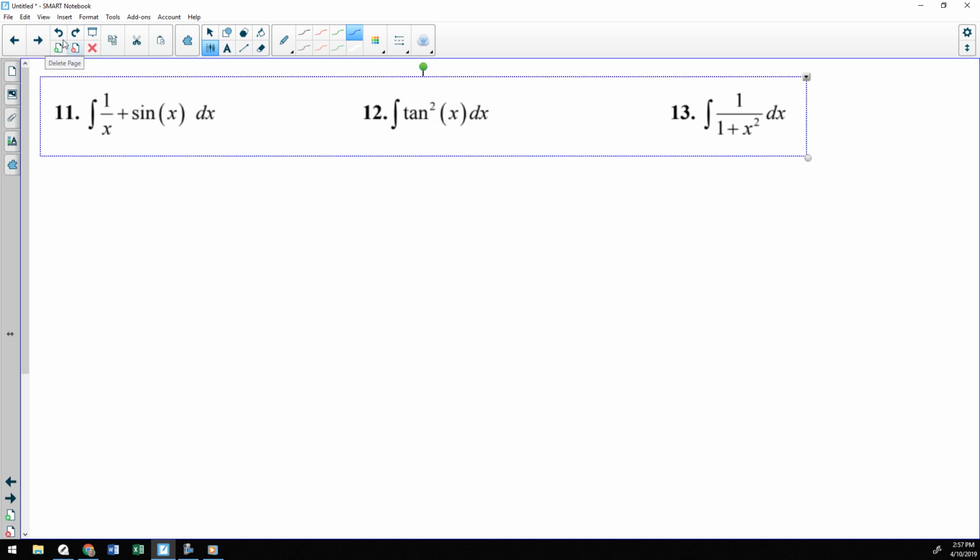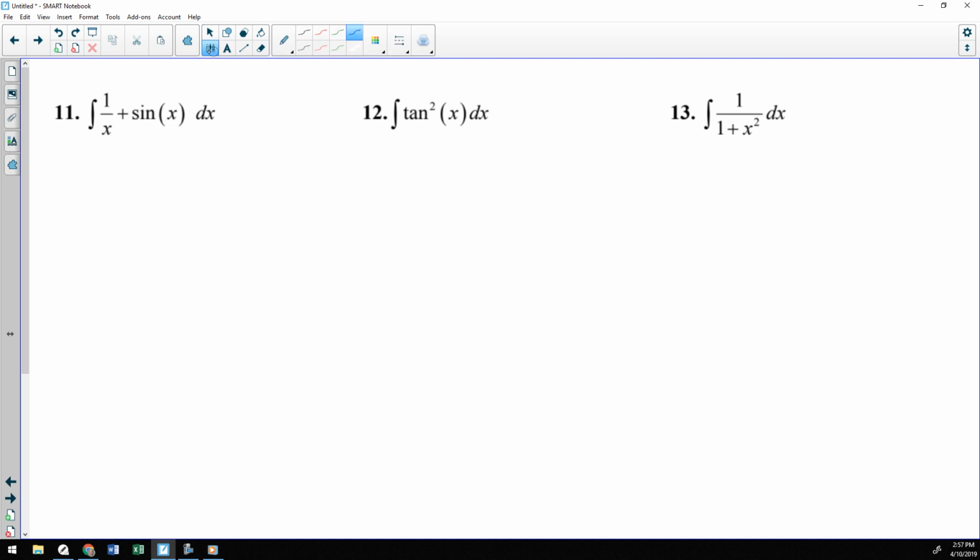Looking at the next three, 1 over x plus sine x, there's really no work to that. That's recognition. Do not bring the x up to the top because you should recognize 1 over x as the derivative of the natural log of x. And then sine x, the antiderivative of that is negative cosine x plus c, and you're done with number 11.